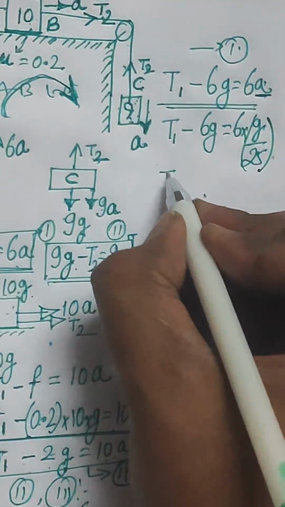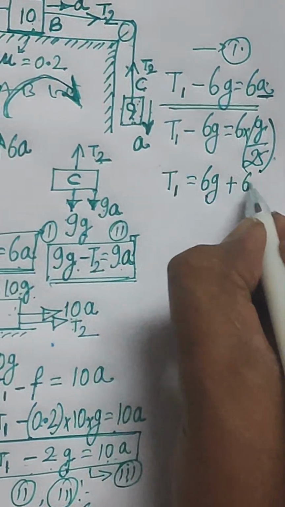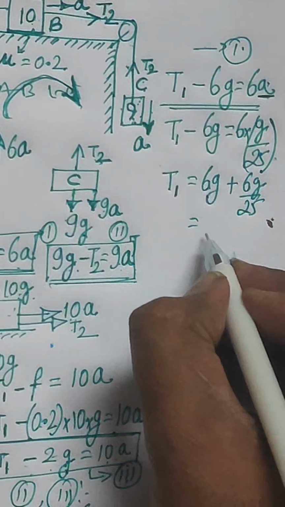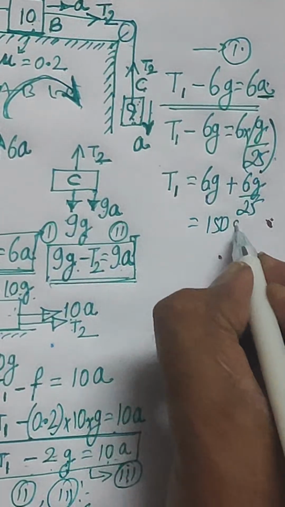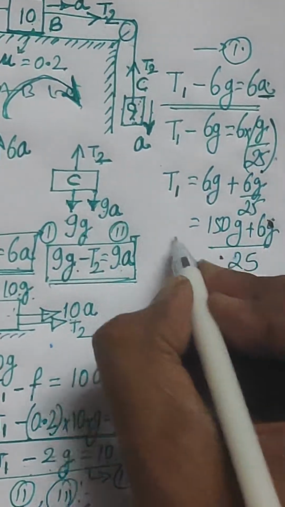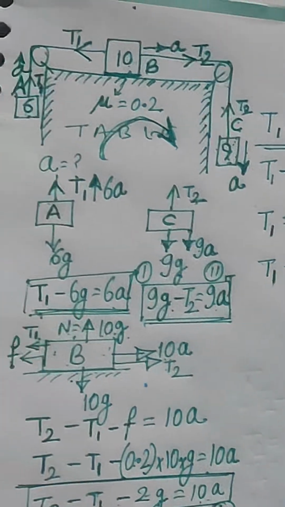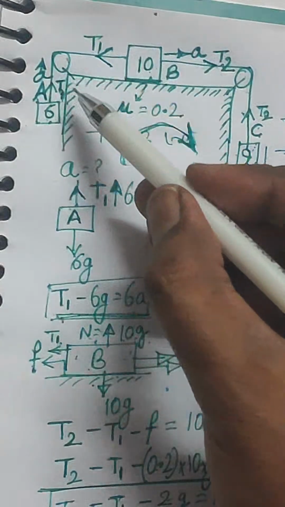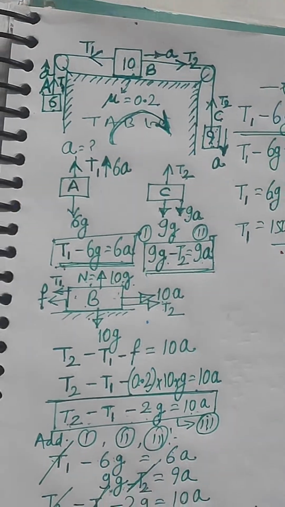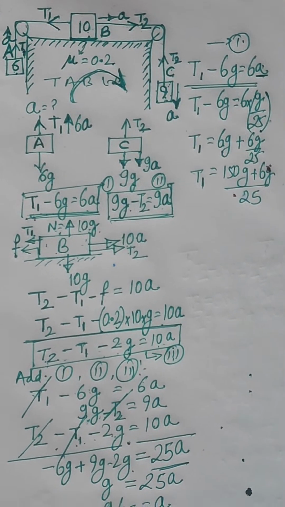So what will happen? T1 is equal to 6G plus 6G by 25. So this will give you 25 into 6, that is 150G, plus 6G, divided by 25 as the value of T1. This is the tension in string 1. T1, this one. This is the T1, right? Should I squeeze a little?